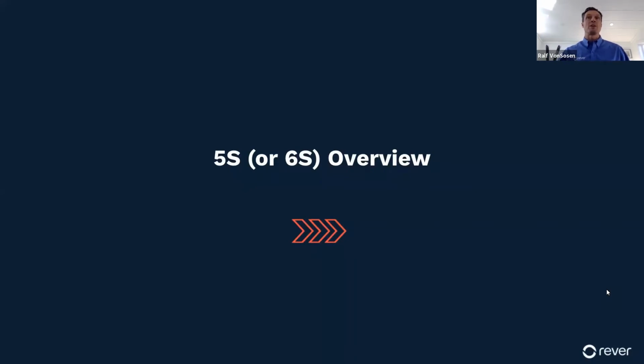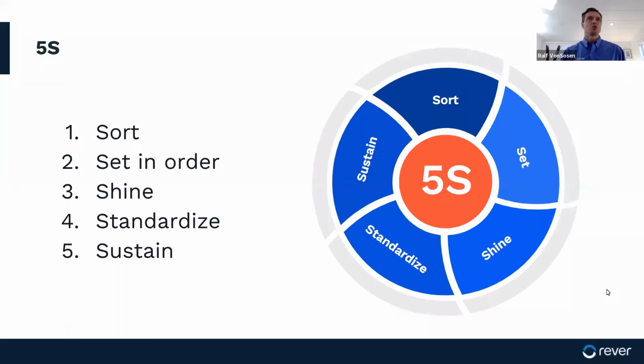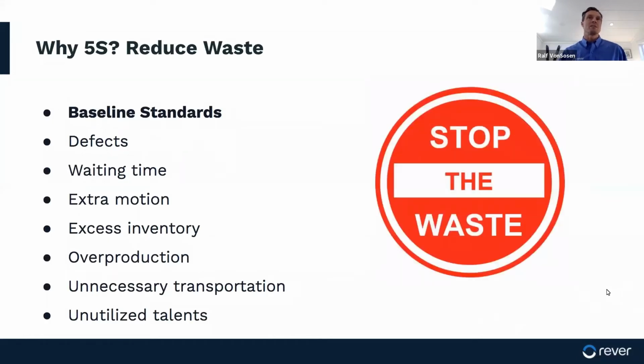So first, let's talk about 5S or 6S overview. The 5S's: sort, set in order, shine, standardize, and sustain. Why 5S? Well, one of the things is to reduce waste. It's the baseline standards, to ensure that we're minimizing defects, minimizing waiting time, eliminating extra motion, excess inventory, overproduction, eliminating unnecessary transportation or unutilized talents. It's about eliminating wastes and baselining our standards.